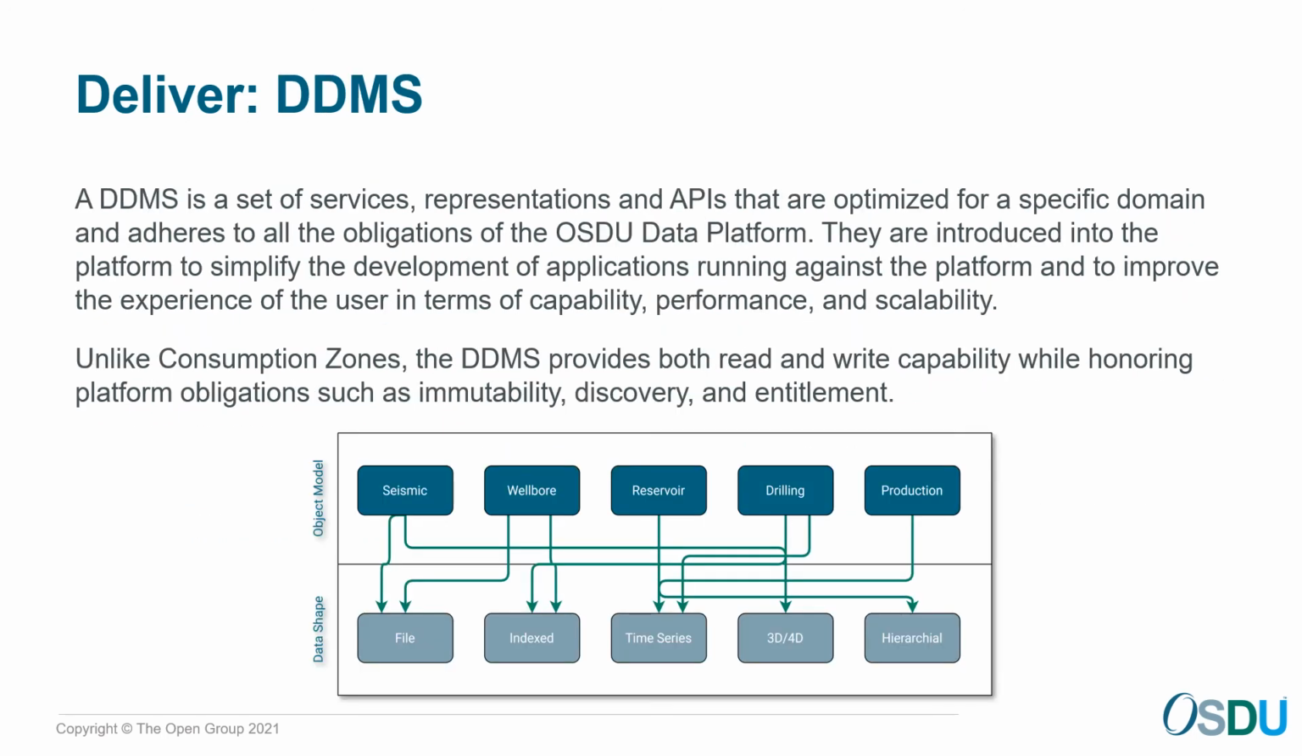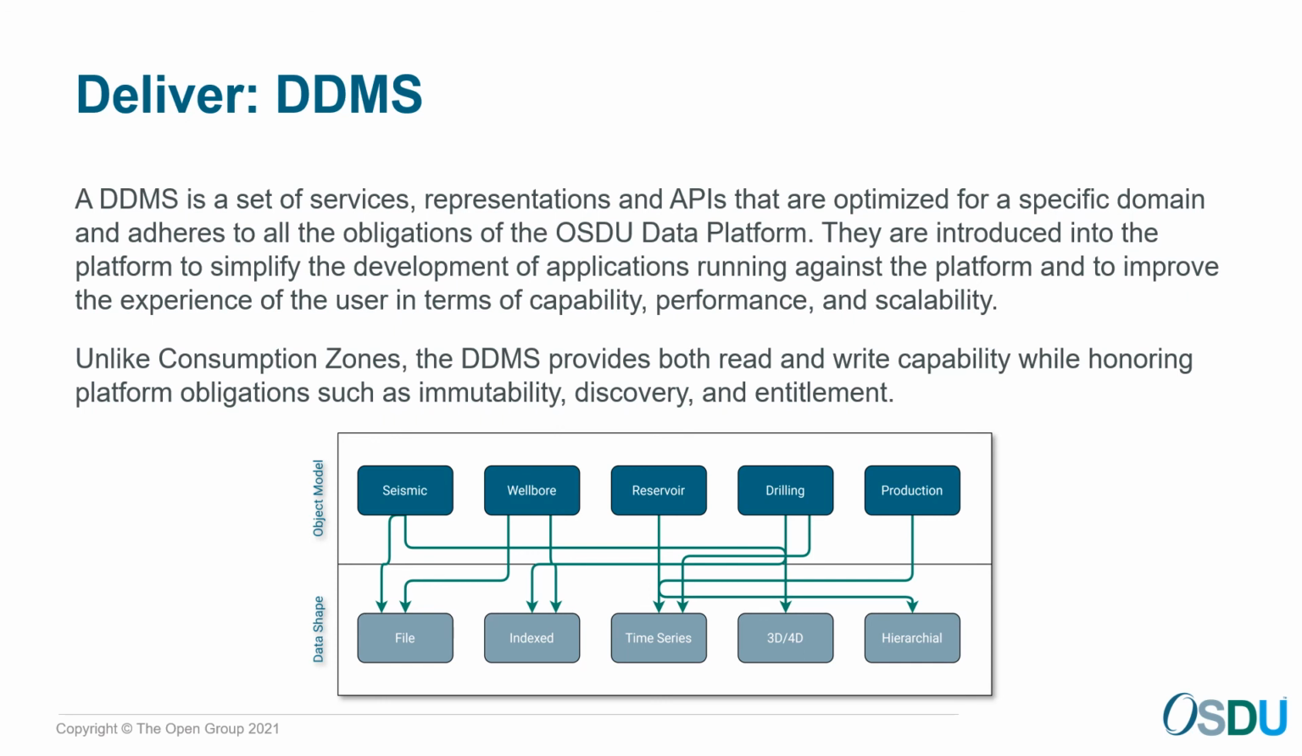The third data delivery path is through Domain Data Management Services, also known as DDMSs. The OSDU Data Platform provides a set of data management services, representations, and APIs that are optimized for a specific domain and adhere to all the obligations of the OSDU Data Platform. These DDMSs are introduced into the platform to simplify the development of applications running against the platform and to improve the experience of the user in terms of capability, performance, and usability.